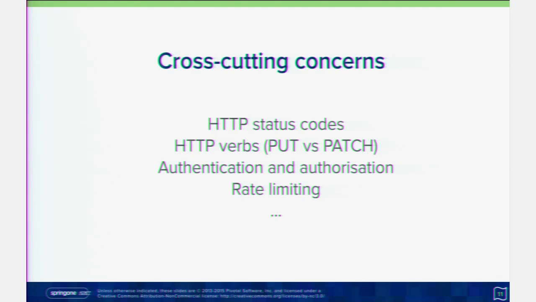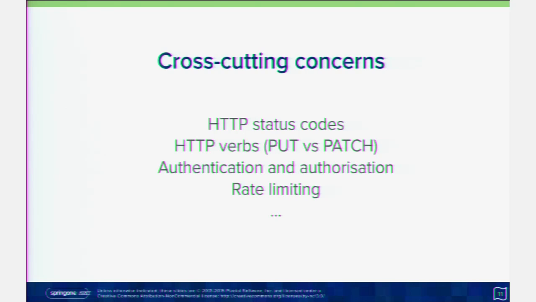HTTP verbs: if you're supporting put and patch, you might want to describe exactly the behavior of put and exactly the behavior of patch that you've adopted in your API. Other things that might cut across the whole of your API are authentication and authorization. Do users have to authenticate to access your API? How do they do that? Typically, you would authenticate in exactly the same way for every single resource in the API. So you can describe this once up front in an overview section, and then maybe link back to it in each resource, or maybe just not make any further mention of it.